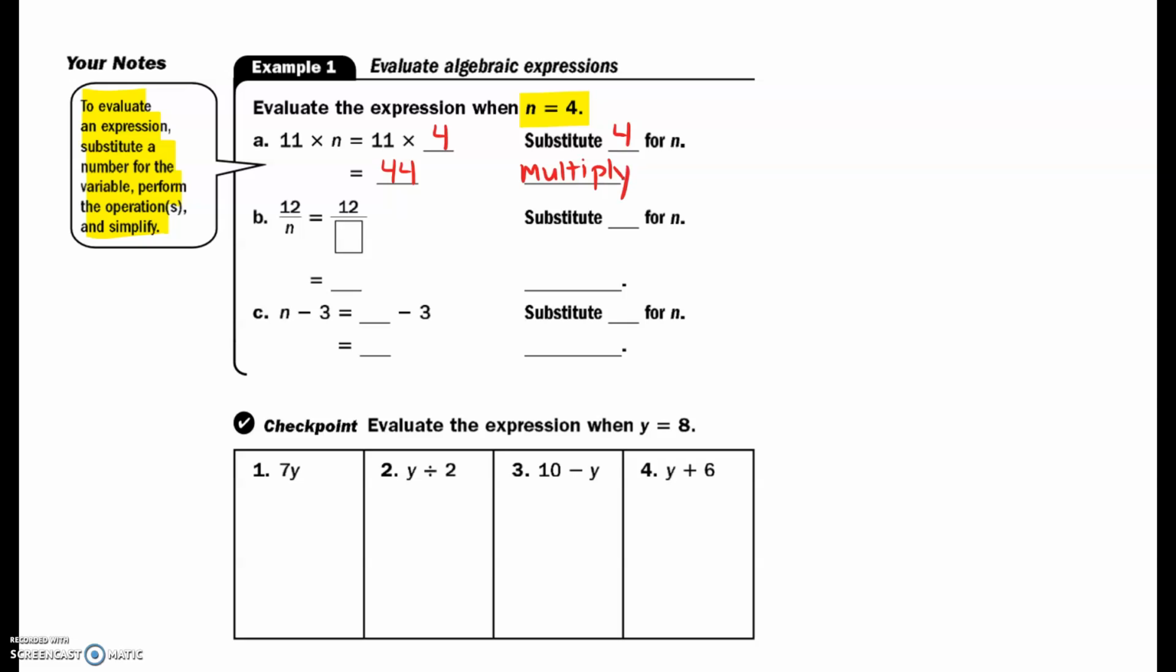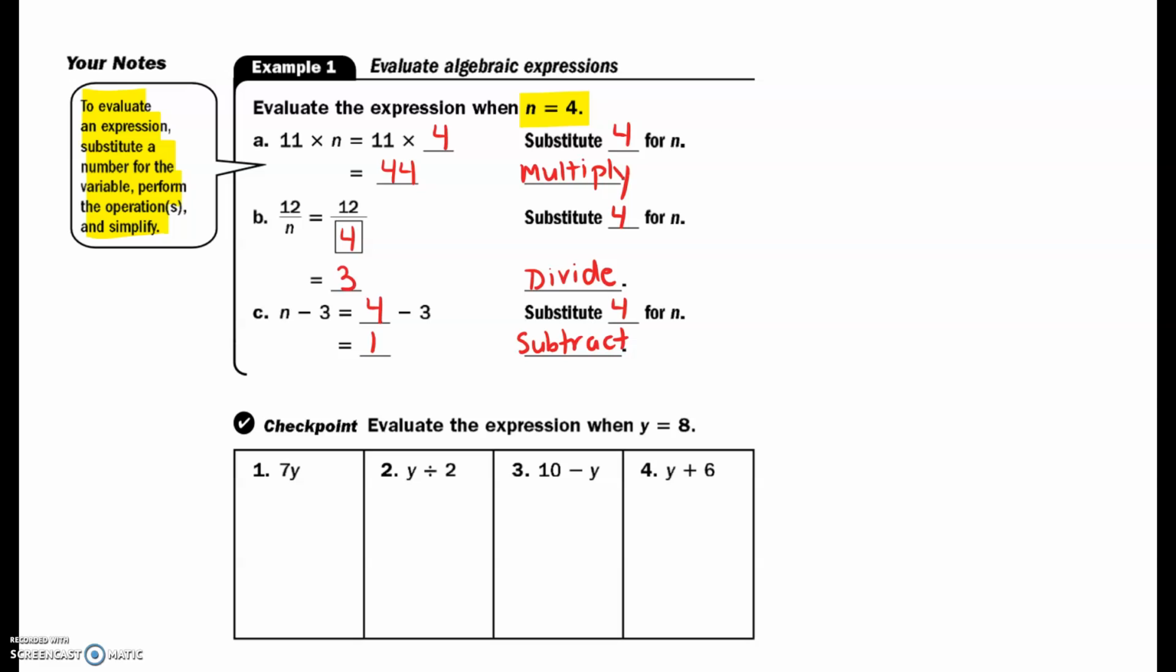Okay, now in letter B, you have 12 divided by n. Well, again, n is equal to 4, so we will substitute 4 for n, and then we will divide to get a final answer of 3. Same idea in letter C. We will substitute 4 again for n, and then we will subtract, and hopefully we know that 4 minus 3 equals 1. So these are some real simple examples in terms of evaluating an expression.